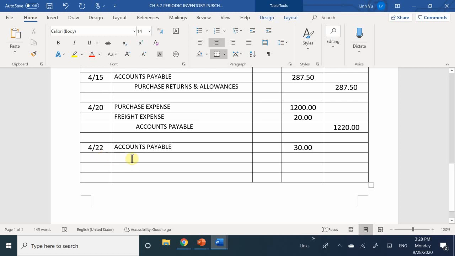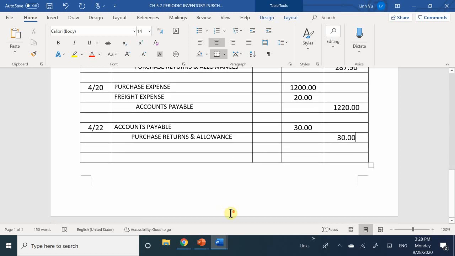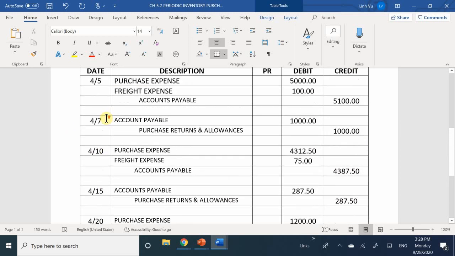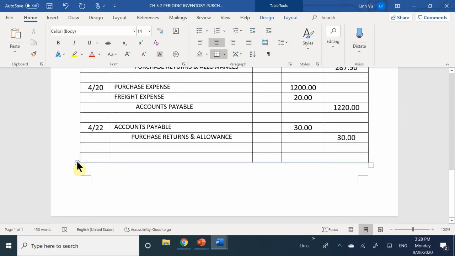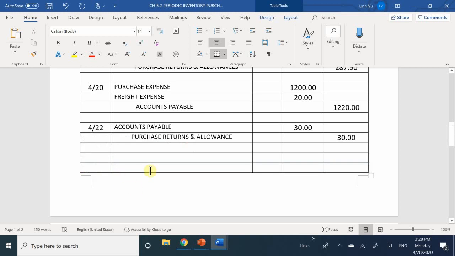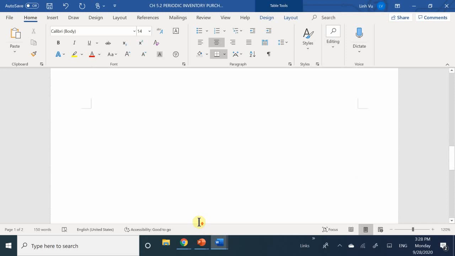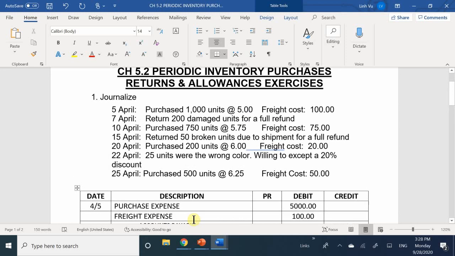Good. And then it's purchase returns and allowances for $30 in the credit column. Huh, so strange. This is my third time around this, and I always end up getting one short. Okay, there you go. So if you want to, you could draw a box right there, Robin.